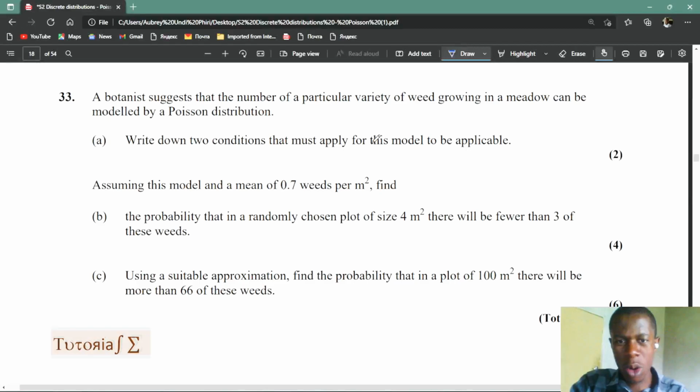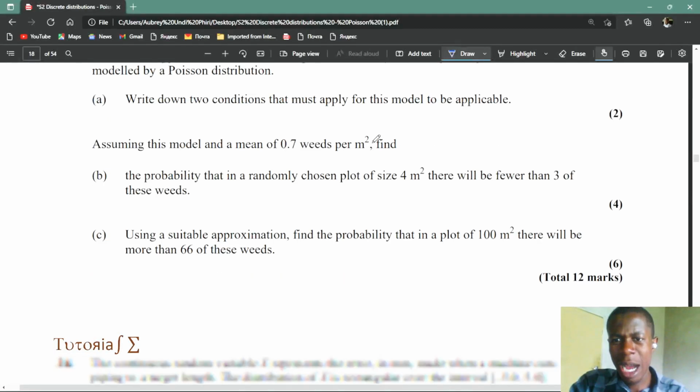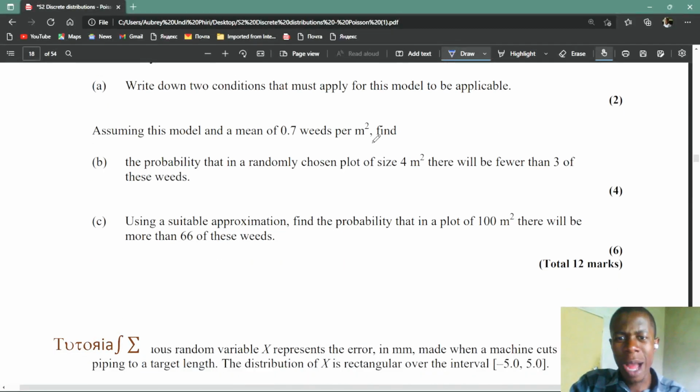Now we go on to the second question. Assuming this model has a mean of 0.7 weeds per meter squared. Per meter squared, we are saying per one area, okay? Meter squared.